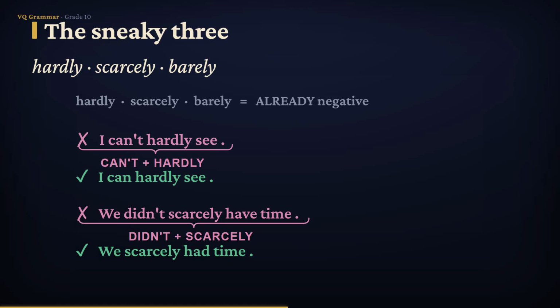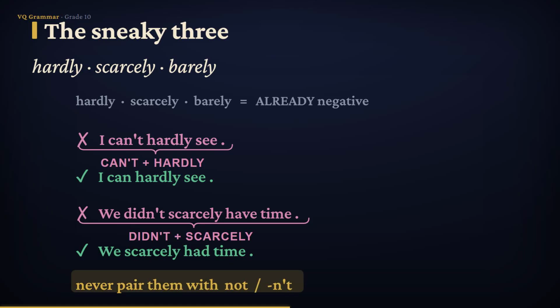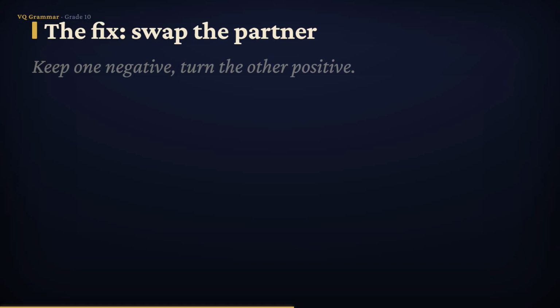So carry this with you. Hardly, scarcely, and barely never go with not. Let's make the repair mechanical so you never have to think hard about it again.